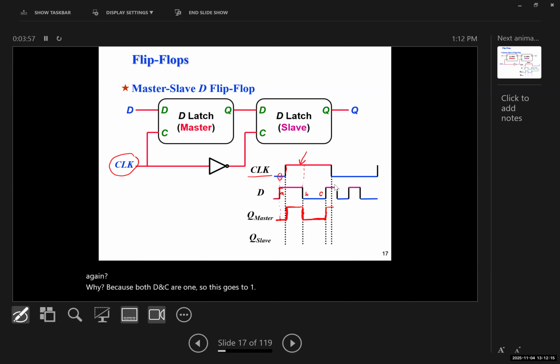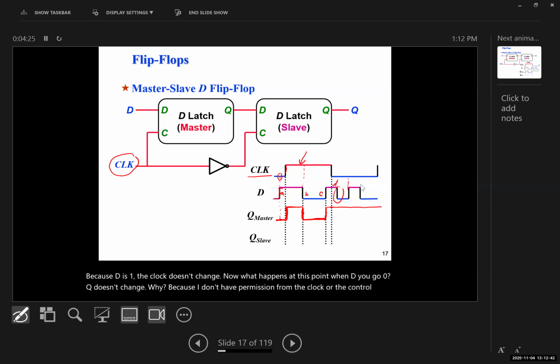What happens at point D? Does it go to 0? Or does it stay the same? Stays the same because D is 1 and this would go to the end. Because D is 1, the clock doesn't change. Now, what happens at this point when D goes 0? Q doesn't change. Why? Because I don't have permission from the clock or the control to change it. Again, here and here, all of those points, as long as control is 0, I'm not allowed to change the status. Okay?